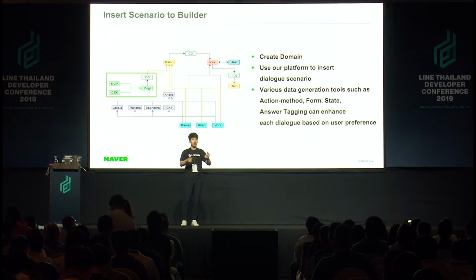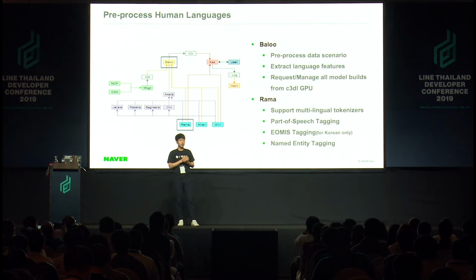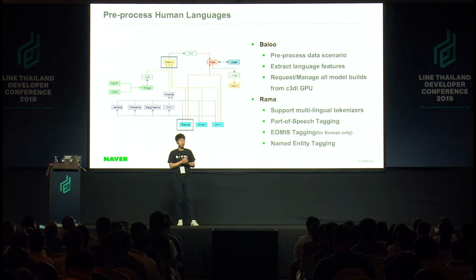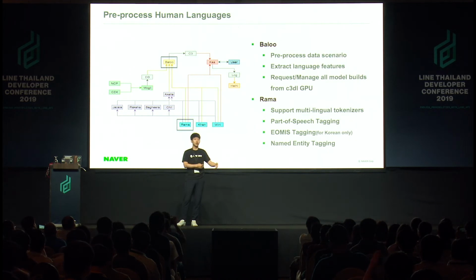And after all those scenarios have been completed, we pre-process the scenario data, and then we extract all the language features that we support. We also support multilingual tokenizers, which improve our deep learning engine's performance. And after pre-processing all the human languages, we send that pre-processed data to the GPU, and then we train based on our models.